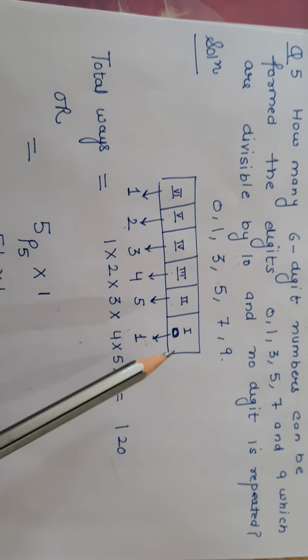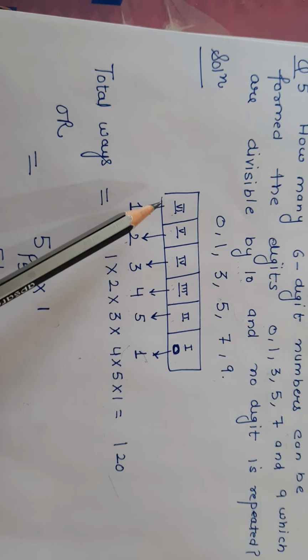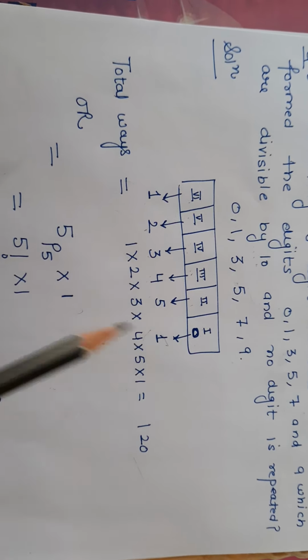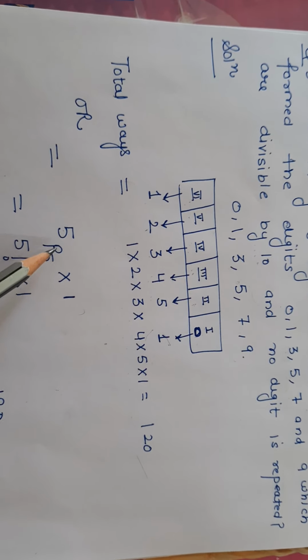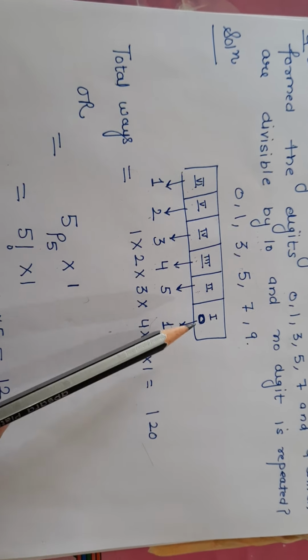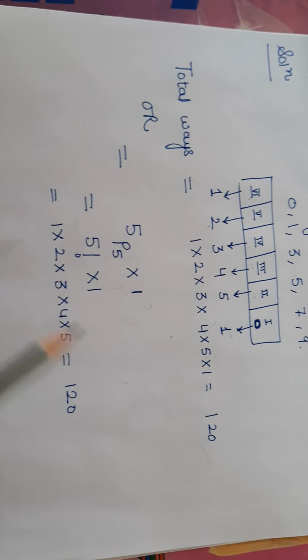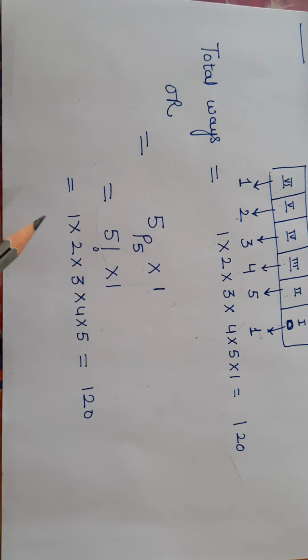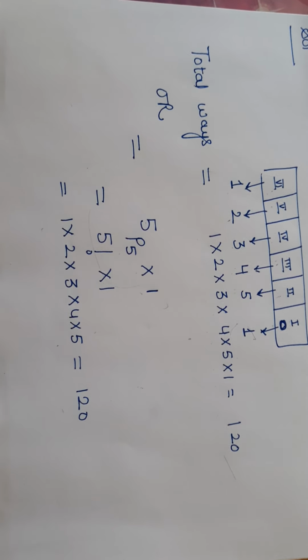Now the digits cannot be repeated. Again the order is important, so we can apply the permutation. The total digits now available are 5 and we have to fill these 5 places. So the total ways are 5P5 into this place one way. This is 5 factorial into 1. Now 5 factorial represents the product of first 5 natural numbers. So again your answer is 120.